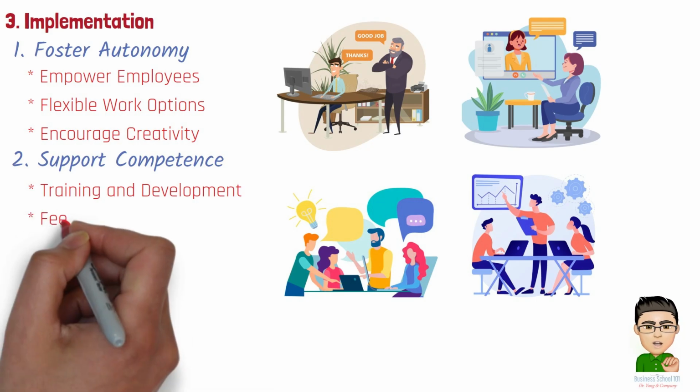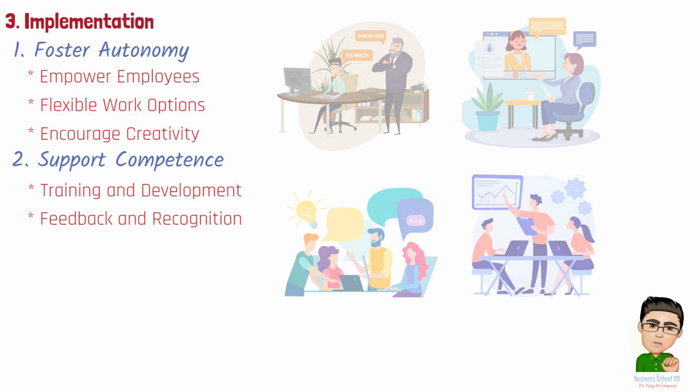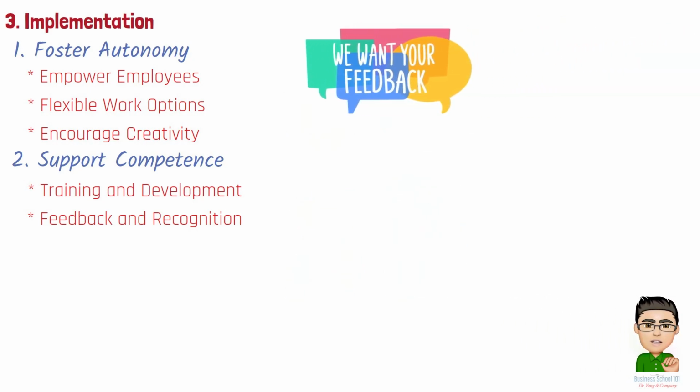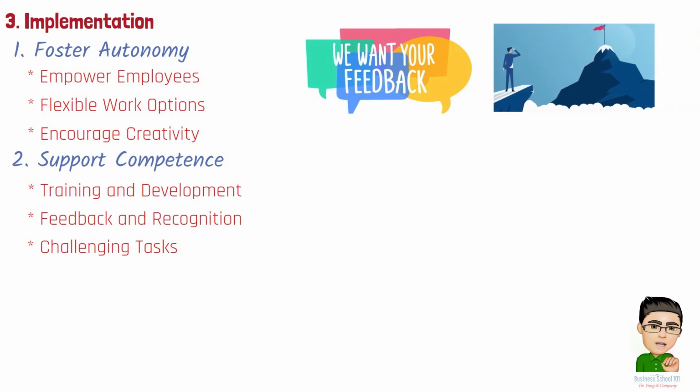Number 2. Feedback and recognition. Provide constructive feedback and recognize employees' achievements. Feedback should focus on growth and improvement, not just criticism. Number 3. Challenging tasks. Assign challenging projects that align with employees' abilities and interests. Encourage them to stretch their capabilities.